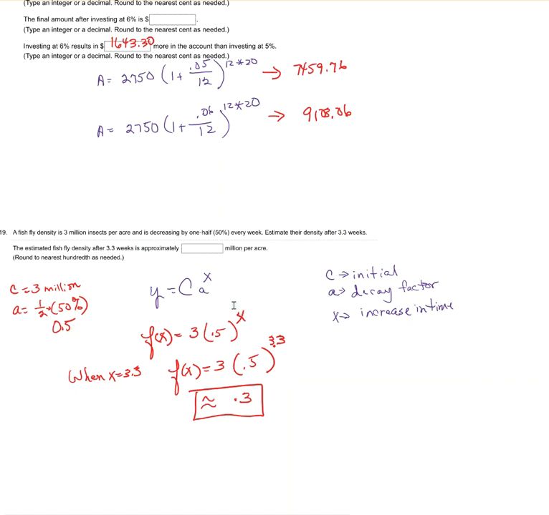So here's our general formula. And then it says estimate it after 3.3. So you're just putting 3 times 0.5 raised to the 3.3. And you should get 0.3 million per acre. Okay, because it's decreasing, so that makes sense. We have 0.3 million instead of 3 million. So that's just using the decay function and putting the pieces in there.